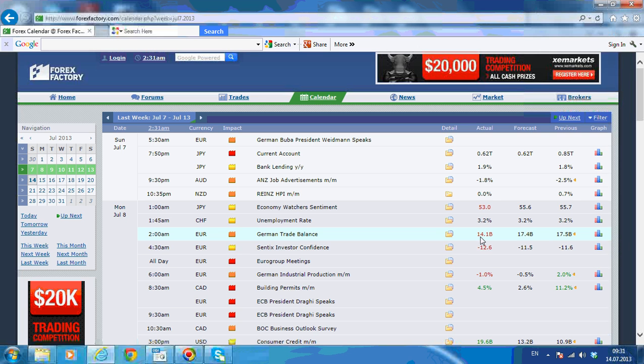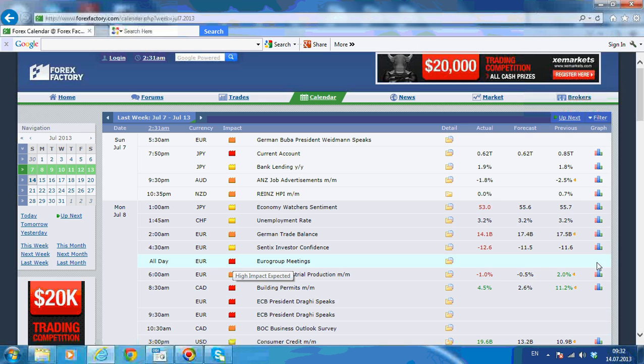And this is written in red because it is less than the previous, not less than expectations, less than the previous. Or, for example, there are economic releases like this one, the Eurogroup meeting. This is with high impact expected.